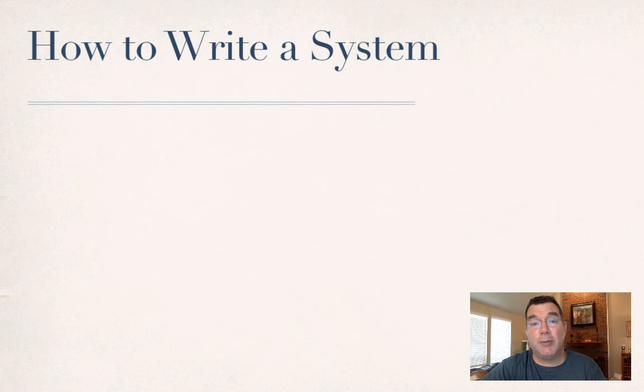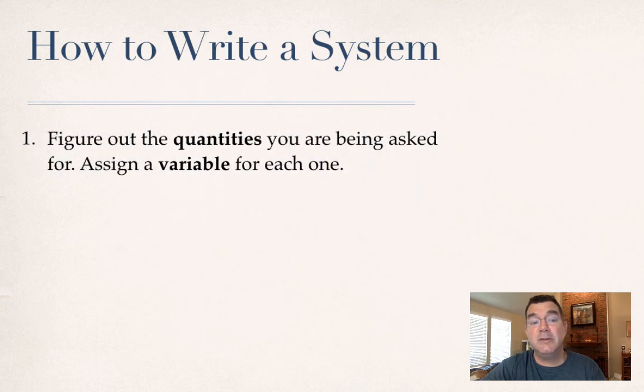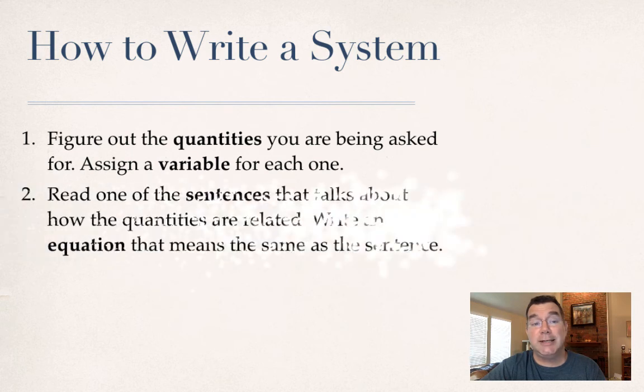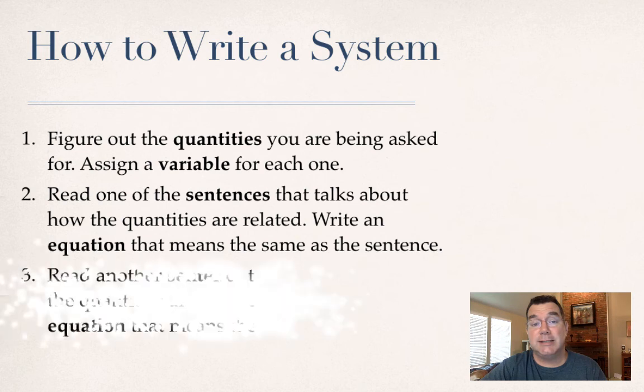Sometimes you're given a word problem and you need to write it out as a system of equations first before you solve the problem. So here's how you write a system. The first thing you're going to do is read through the problem and figure out the quantities that you're being asked for, and assign a variable or a letter to each one. Then you're going to read through the sentences that talk about those variables and how they're related, and write an equation that means the same as one of those sentences.